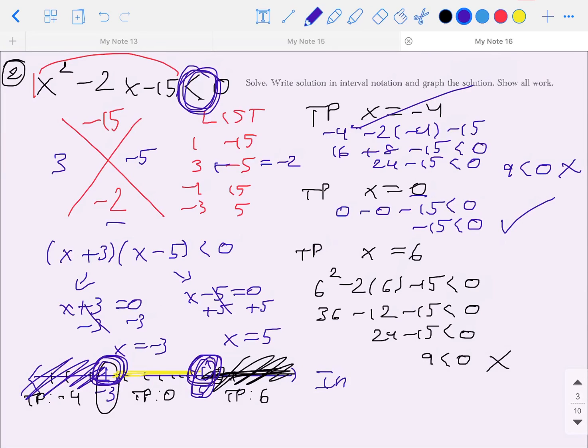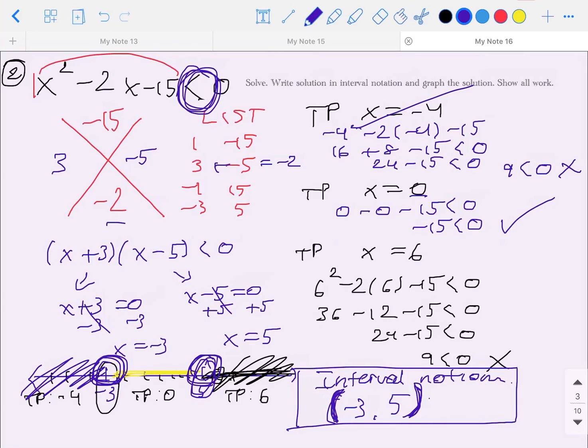So the interval notation solution becomes from negative 3, we put this in parentheses. If it was shaded in, this would become a bracket. But it's not shaded in, so we need to keep it as parentheses. So it goes from negative 3 up to 5. Again, 5 is not closed in, so we're going to use a parentheses. So that's the solution, from negative 3 up to 5.